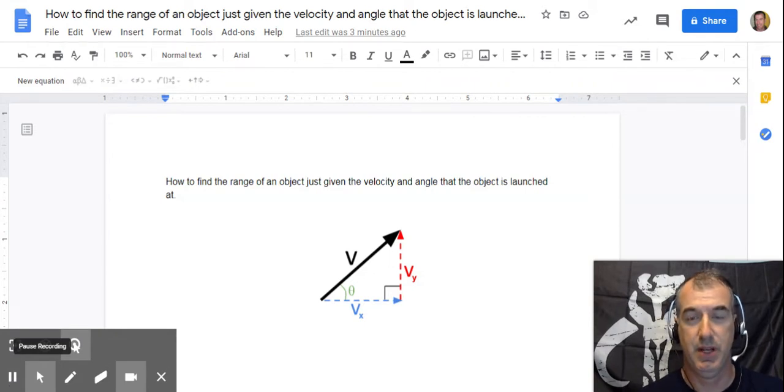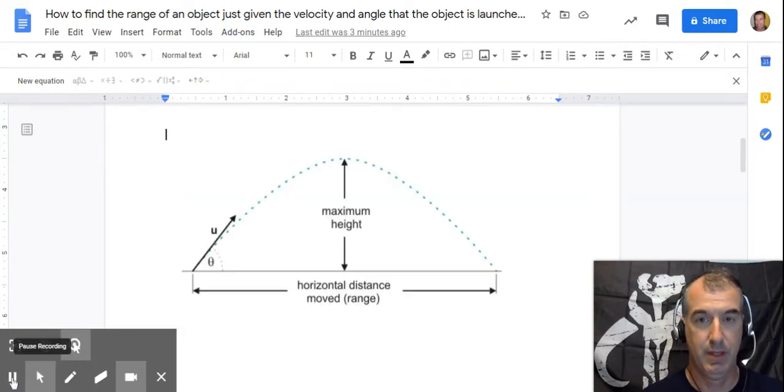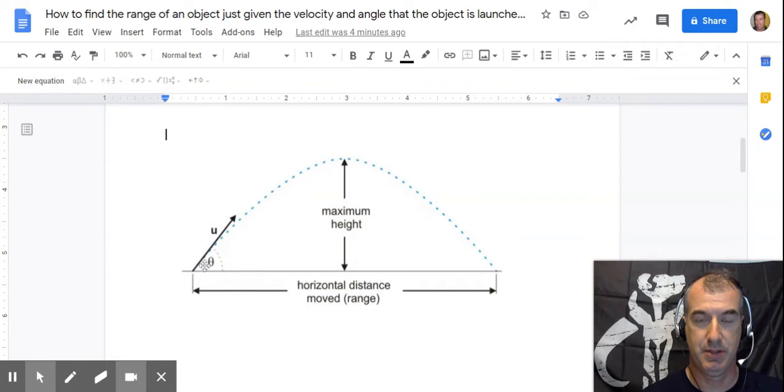Vx is the velocity in the x direction, the horizontal motion, and Vy is the initial vertical velocity of the object. And just to be sure you understand what I'm trying to solve for, the horizontal range: if the object starts at this location and lands in this location, this horizontal distance that it moves is considered the range.